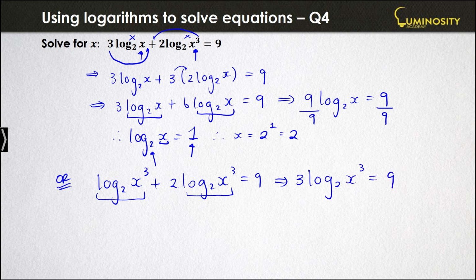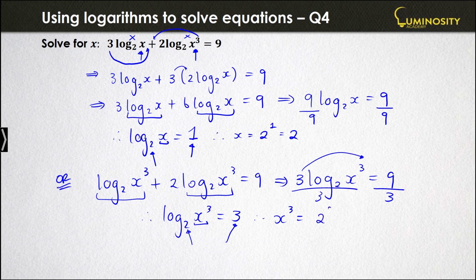Now there's no trouble with actually moving the 3 over to the power rule again, but it's simpler to just divide both sides by 3. So therefore you get log base 2 of x cubed equals 3. Right, and then how do we solve for this x cubed? It's the base raised to the exponent. So therefore x cubed is equal to 2 to the power 3, which is 8. So you are solving x cubed equals 8. If you take the cube root on both sides, you'll see x is equal to 2 as well.